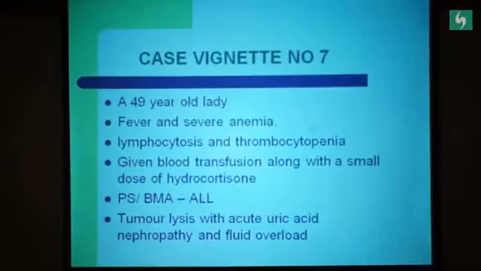Another lady treated last month, a 49-year-old, is very interesting. She presented with fever and severe anemia to another peripheral hospital. She was found to have lymphocytosis and thrombocytopenia. In view of the severe anemia, she was given a blood transfusion, and along with that she received a small dose of hydrocortisone. This was very loosely given. She was a case of acute lymphoblastic leukemia and the TLC at that time was about 50,000. With that small dose of hydrocortisone, she developed tumor lysis syndrome.